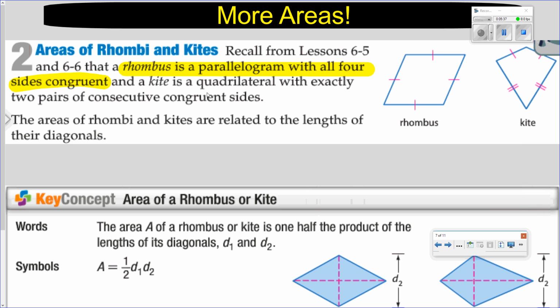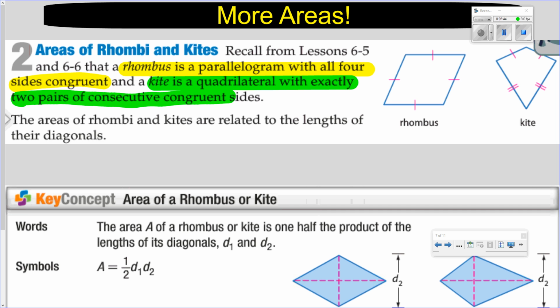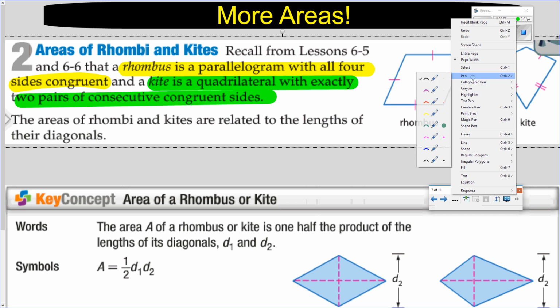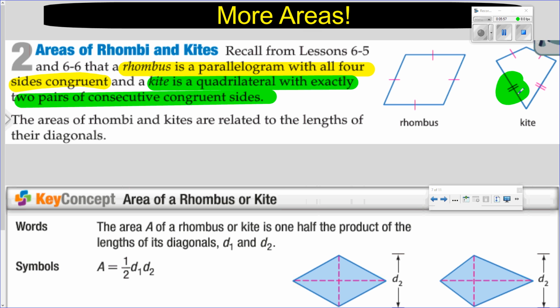The other definition, a kite is a quadrilateral with exactly 2 pairs of consecutive congruent sides. That's the one I want to talk about more. So exactly 2 pairs of consecutive congruent sides. So consecutive means the opposite of opposite. So it means that the sides are next to each other. Right?